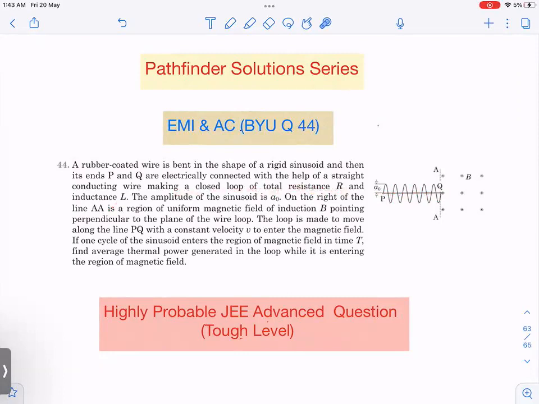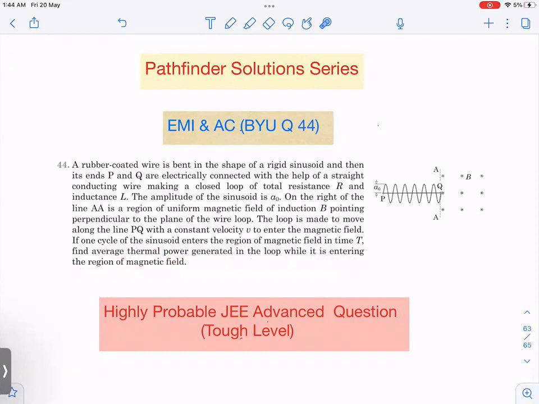Amplitude of the sine wave is A naught. This is line AA. Right of this you have magnetic field, pointing perpendicular to the plane. Now it is made to move with constant velocity. So it is moving like this with constant velocity V, and it is entering the magnetic field. And now it says that if one cycle of sinusoidal wire enters the region of magnetic field in time capital T, then we have to find the average thermal power generated in the loop while it is entering the region of magnetic field, right?